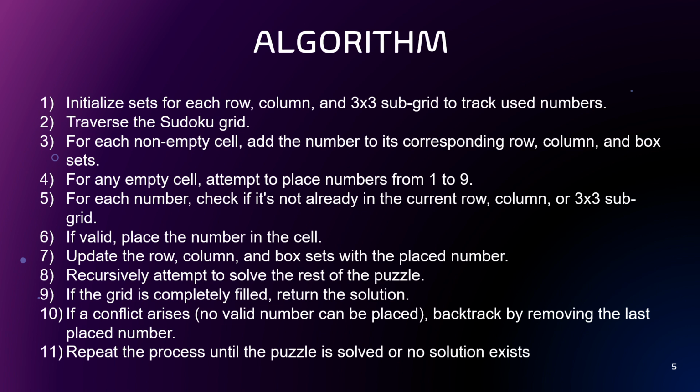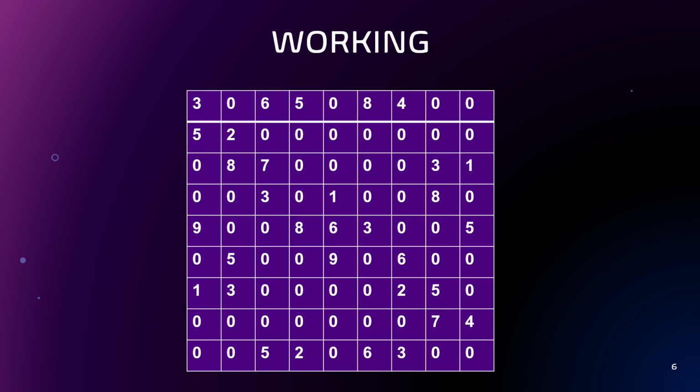Our second step will be to traverse the Sudoku grid, and for each non-empty cell, we will add that number to its corresponding row, column and box set. Here the non-empty cell is the one with the pre-filled values, that is, any one of the values from 1 to 9. And our third step is to place all these pre-filled values into their corresponding hash sets. This is in order to keep track of the used numbers.